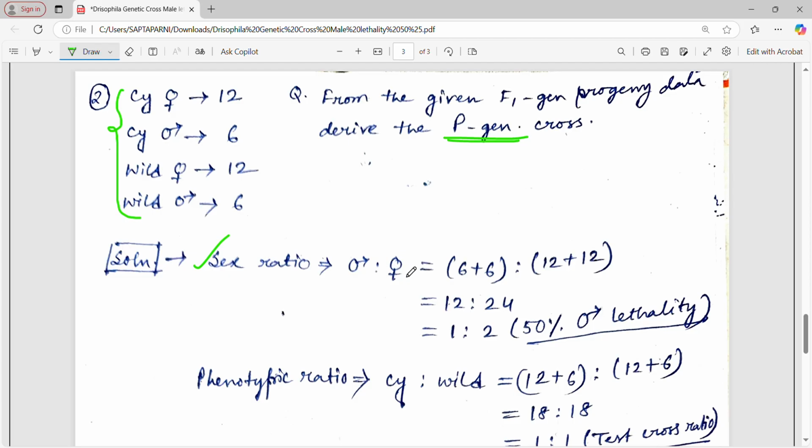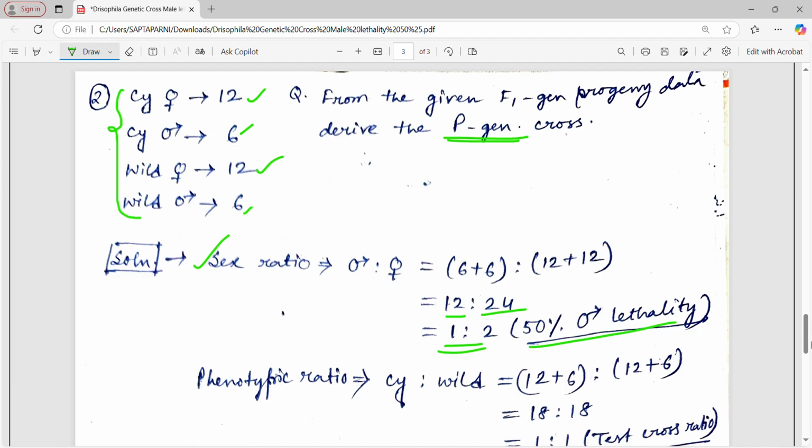The sex ratio is male is to female. How many males are there? 6 plus 6, 12 males are there. Whereas how many females are there? 12 plus 12, 24 females are there. So the sex ratio is 1:2. That means 50% of males are dead here. 50% male lethality cross will be there.